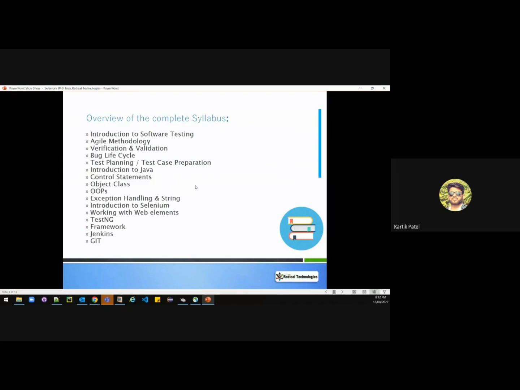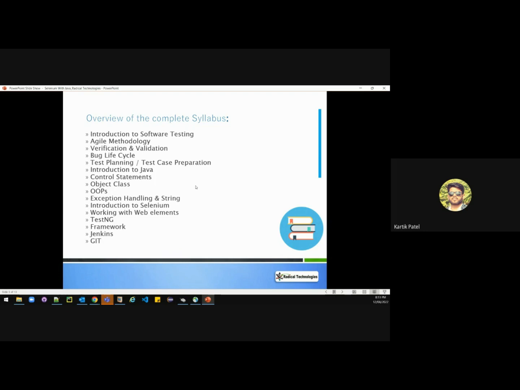We'll give some introduction about what is software testing, what is software engineering, and some of the basics. Agile methodology is the current trend in the IT industry. Everyone is following it. So we'll try to understand what agile methodology is, how agile works, and what the different frameworks in agile are. Then verification and validation: what they are, and the different techniques you could use.